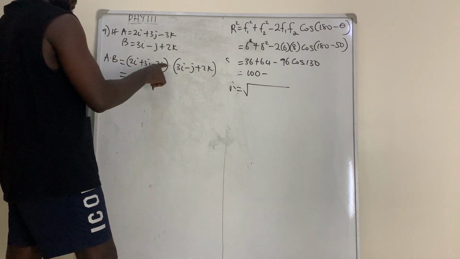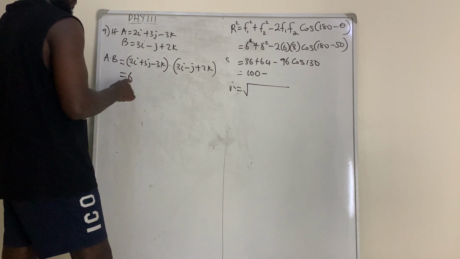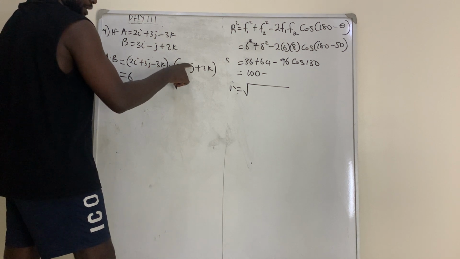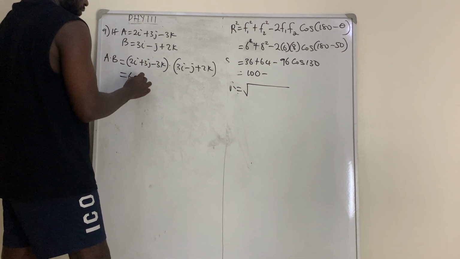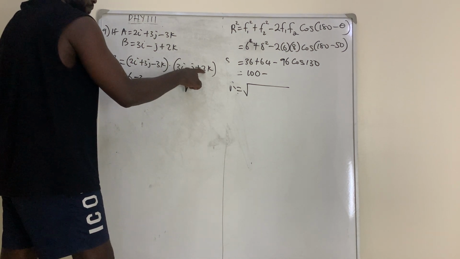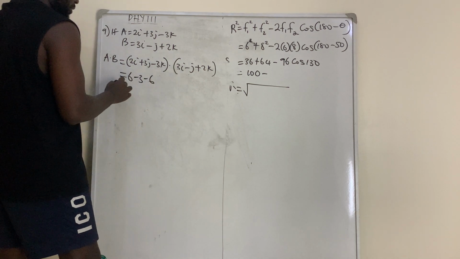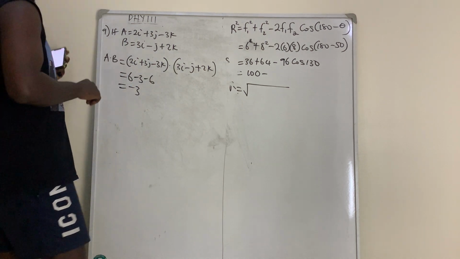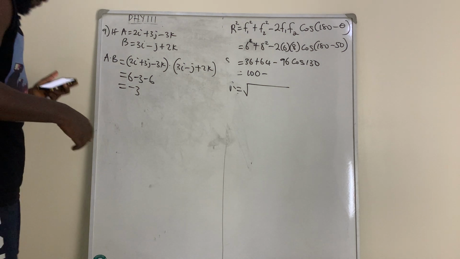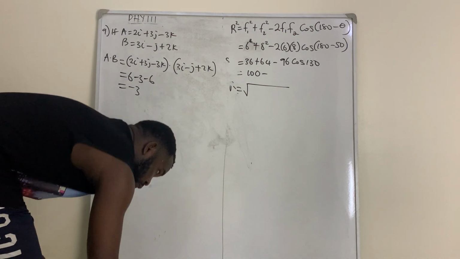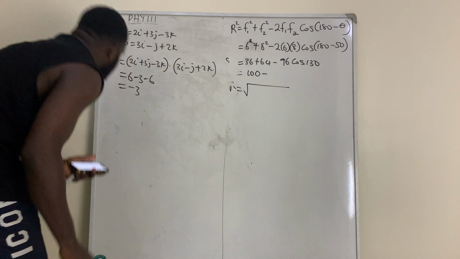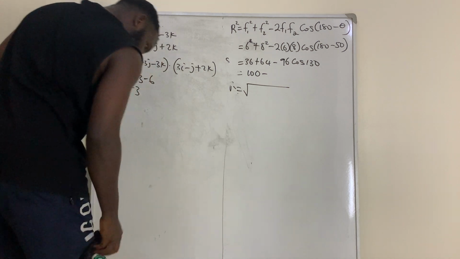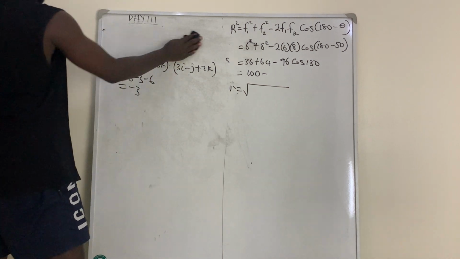So 2 times 3, 6. 3 times minus 1. There's an invisible 1 here, minus 1. I have minus 3. Minus 3 times plus 2 gives you minus 6. So I'm left with what? Minus 3 as my answer. Very, very simple. So we move to the next question, which is question number 10.